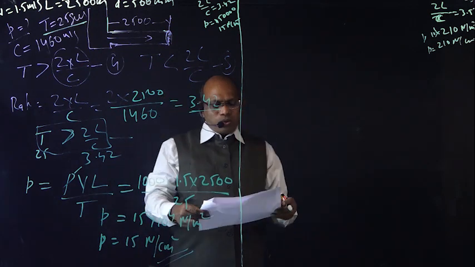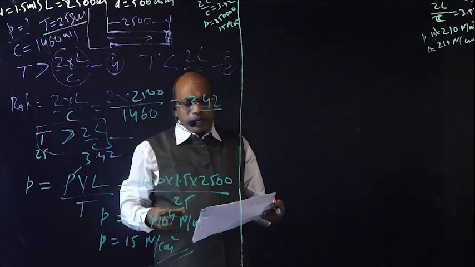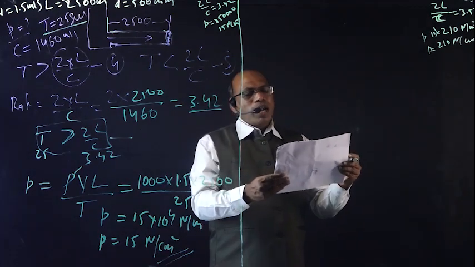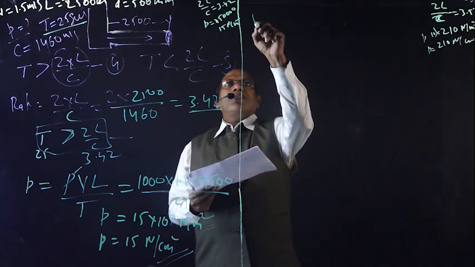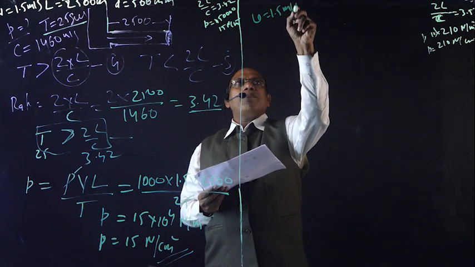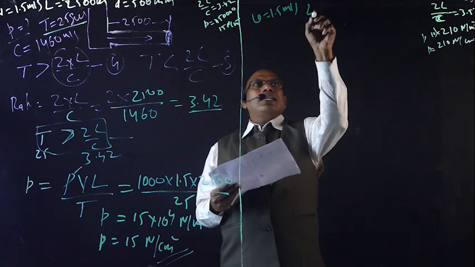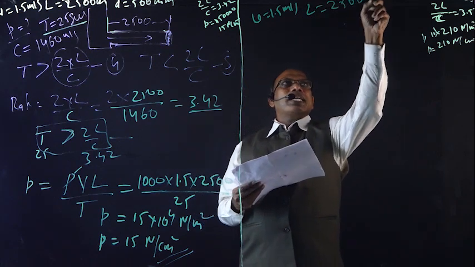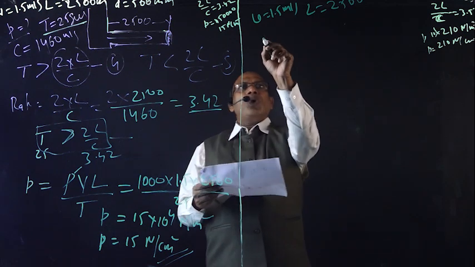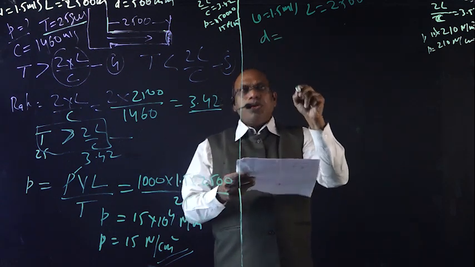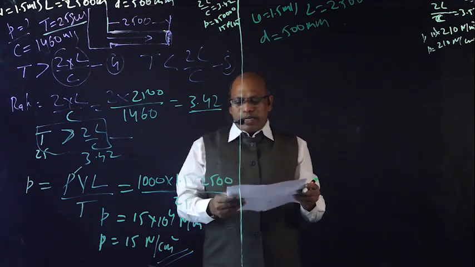Right, now we are going to solve one more problem related to the water hammer. Please note down the problem. The water is flowing with a velocity of 1.5 meter per second, V is equal to 1.5 meter per second, in a pipe of length L is equal to 2500, same as earlier problem. And diameter D is also equal to 500 mm.